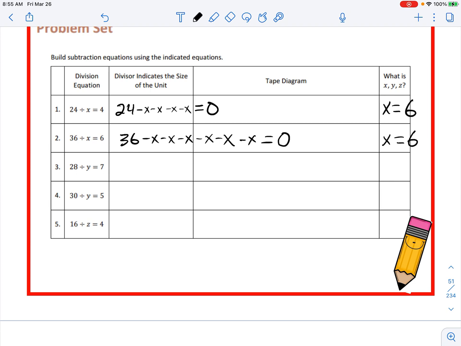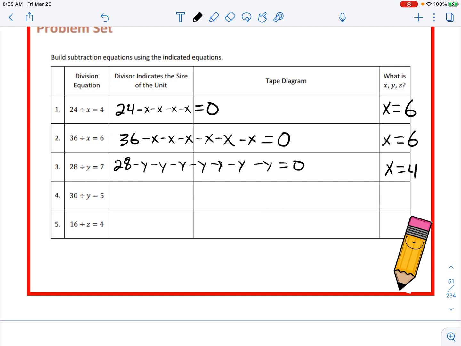Okay, let's look at number 3, 28 divided by y equals 7. That means we're going to have to subtract y from 28 7 times. 28 minus y minus y minus y minus y minus y minus y minus y equals 0. Okay, and in this case, y is going to equal 4, okay, because 28 divided by 4 equals 7.